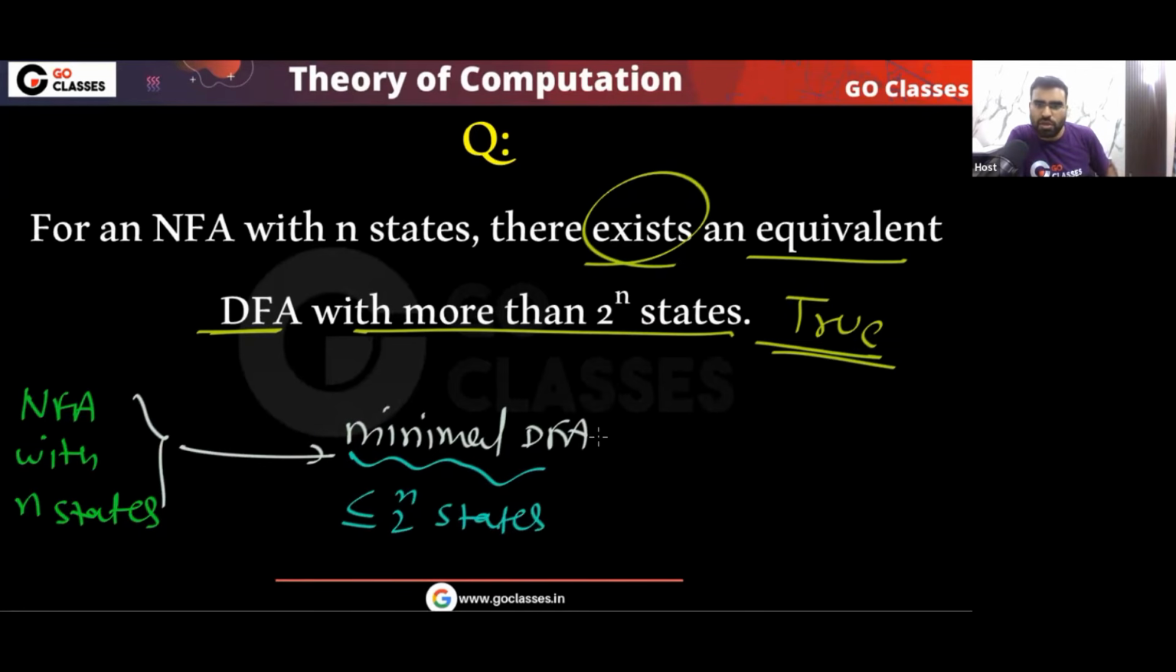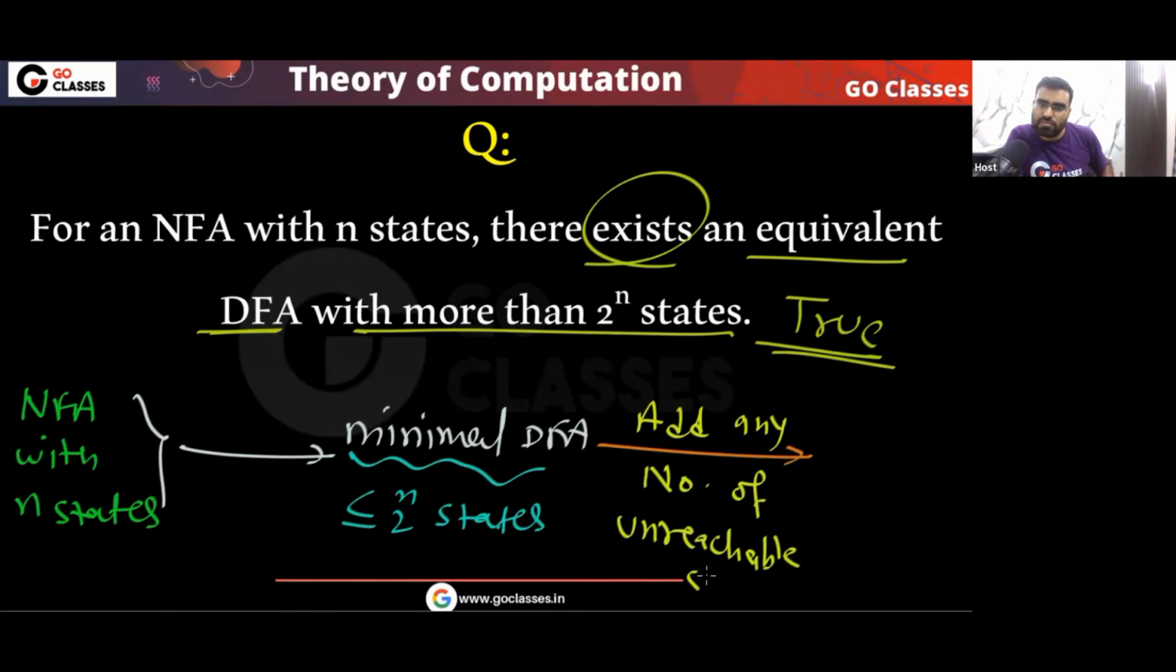Now, in this minimal DFA, you can add unreachable states. You can add any number of unreachable states. Then you will get a DFA with any number of states. Yes or no? A DFA with any number of states you can get.